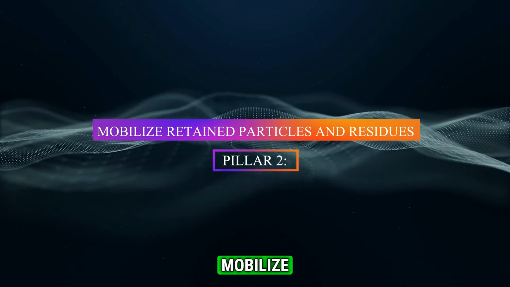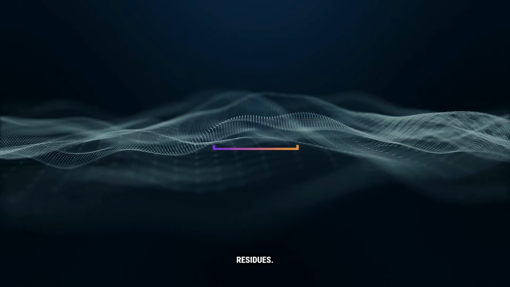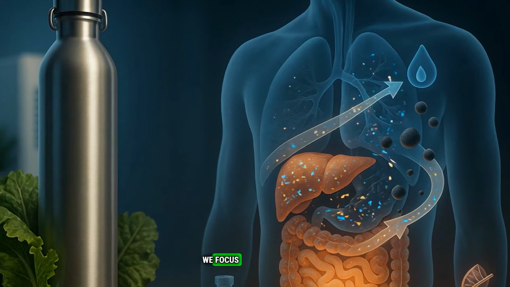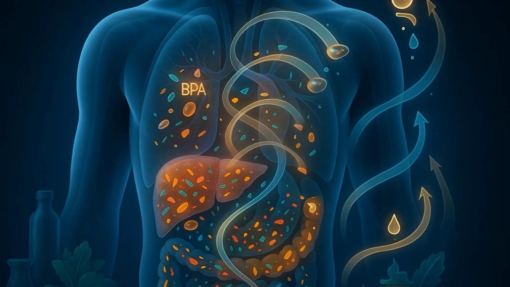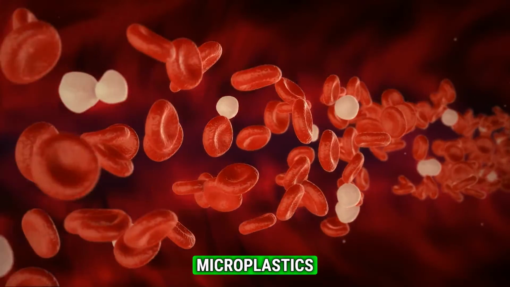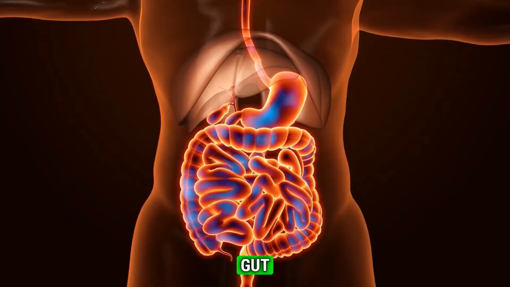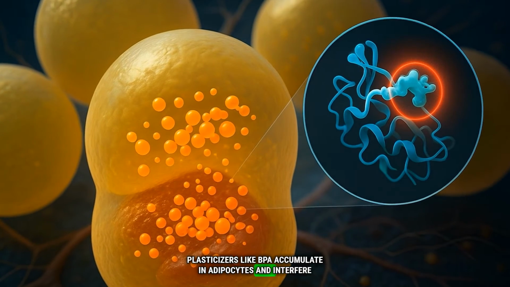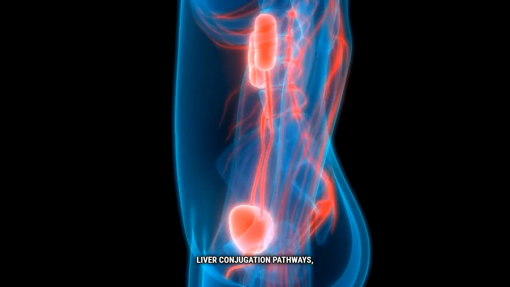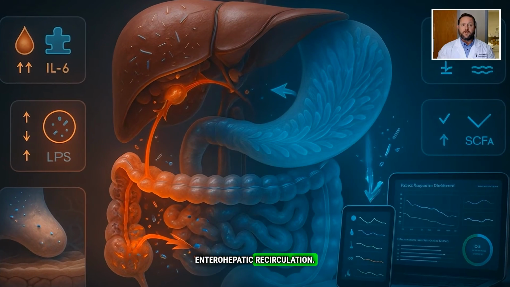Pillar 2, mobilize retained particles and residues. After exposure reduction, we focus on mobilization, getting retained microplastics, BPA, phthalates, and related chemicals moving toward excretion. Here's where it gets interesting. Microplastics are not just floating in the bloodstream, they embed in tissues, especially fat, liver, gut mucosa, and even brain. Plasticizers like BPA accumulate in adipocytes and interfere with nuclear receptors. Mobilization means activating liver conjugation pathways, repairing bile flow, and restoring intestinal barrier integrity to reduce enterohepatic recirculation.